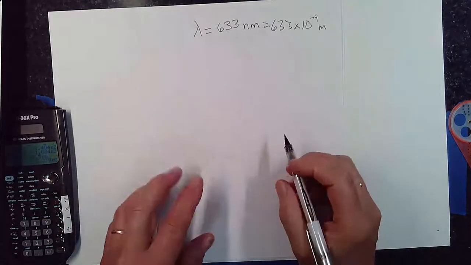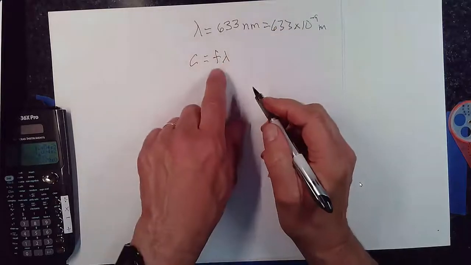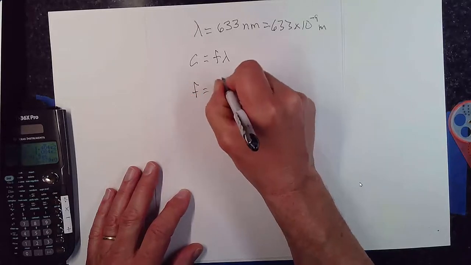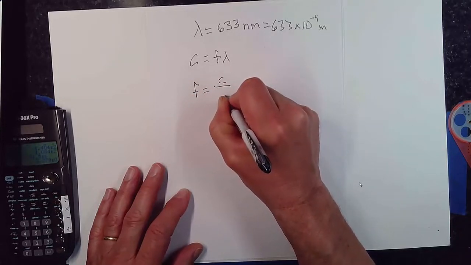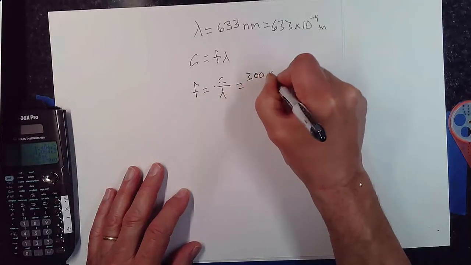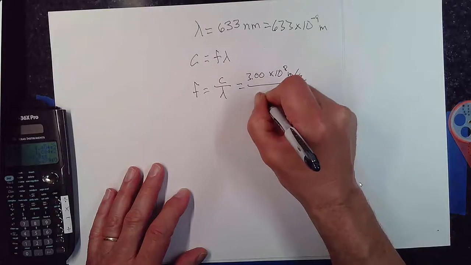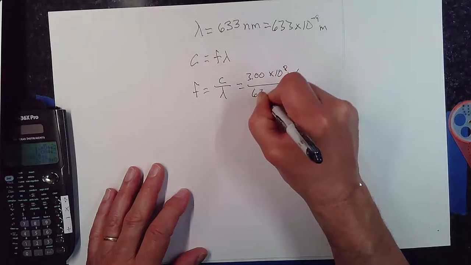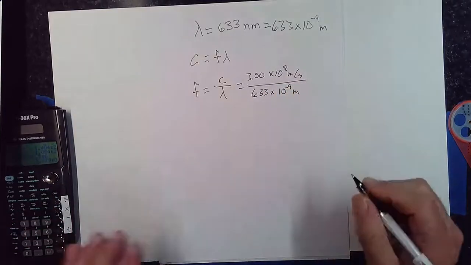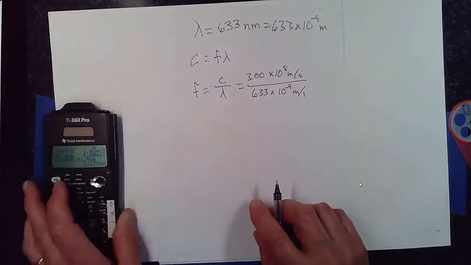meters. Okay, well, again, we have C is equal to F lambda. This time we want to know the frequency, so we divide both sides by lambda. So F is going to be C divided by lambda, which will be 3.00 times 10 to the 8th meters per second divided by 633 times 10 to the minus 9th meters. And I'm going to call this meters over 1 just for the heck of it.